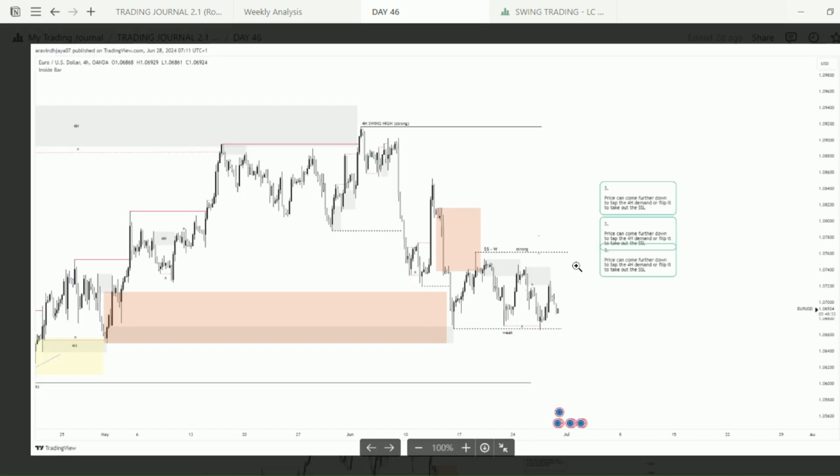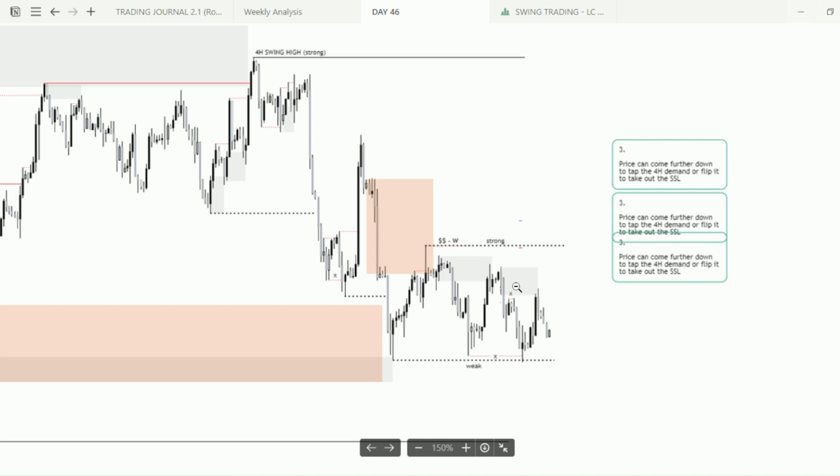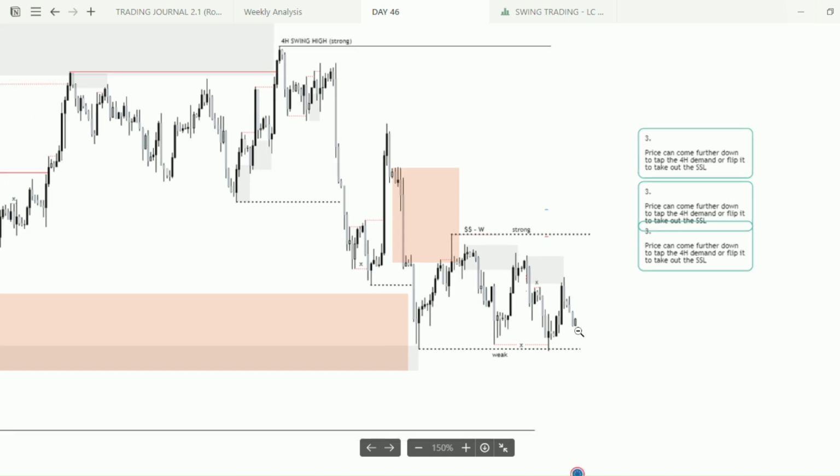Currently, this is the last available supply for the 4-hour because it has inducement and it has swept some liquidity. So I was expecting the price to react off this supply. Actually, the price has already started to react, made a small fractal pullback, and it's now rallying down. So it's very obvious that today the price can go slightly up and then push down and take out the weak internal low.